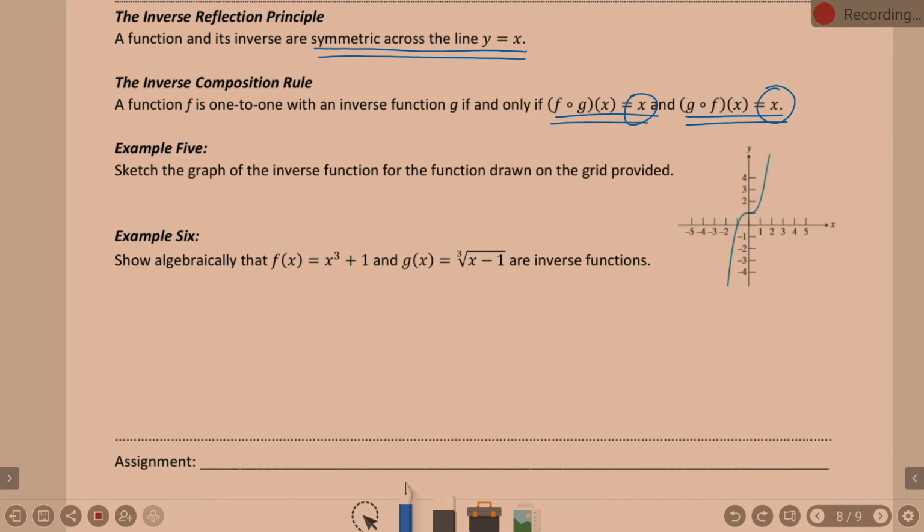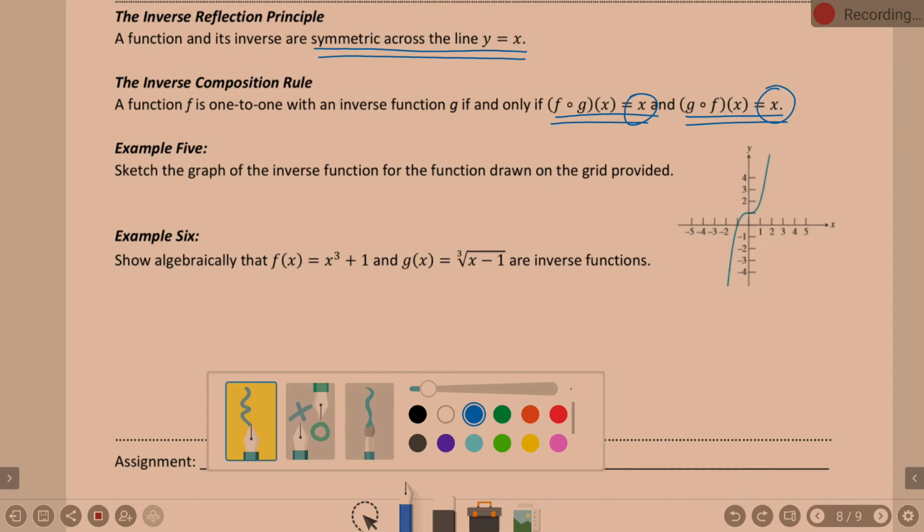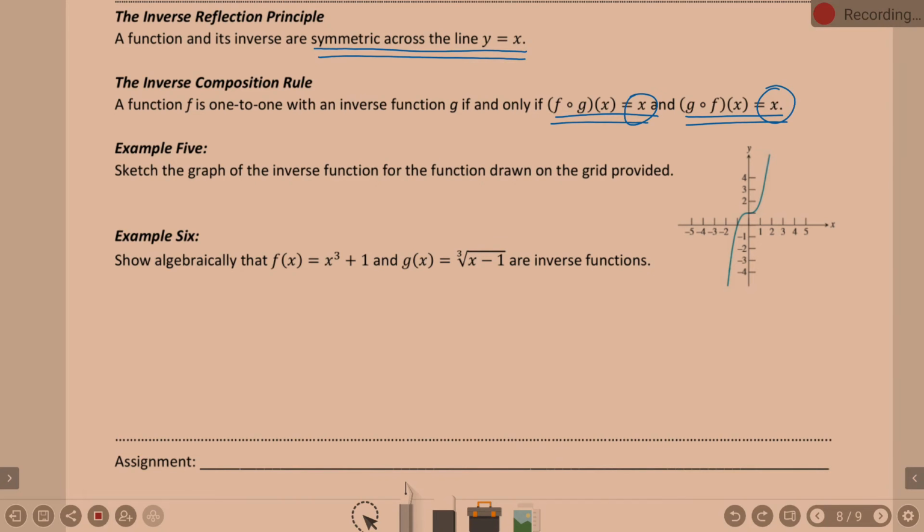So, example 5, first of all. We're asked to sketch the graph of the inverse function for the function drawn here. We have what looks like a cubic function. To me it looks like y equals x cubed, but moved up 1. We want the inverse. Now, the inverse function is symmetric across the line y equals x. That's one thing to think about.